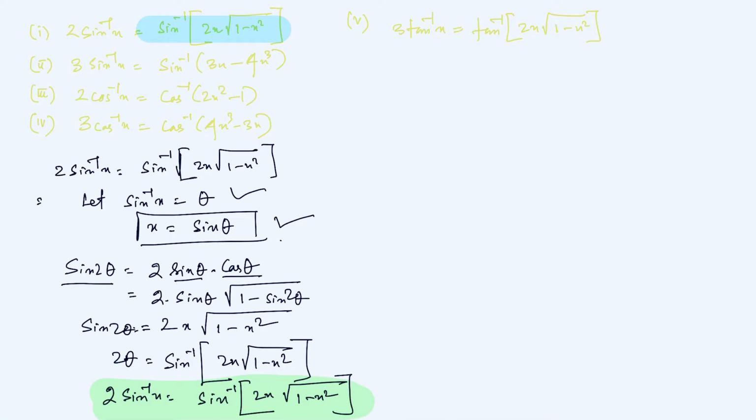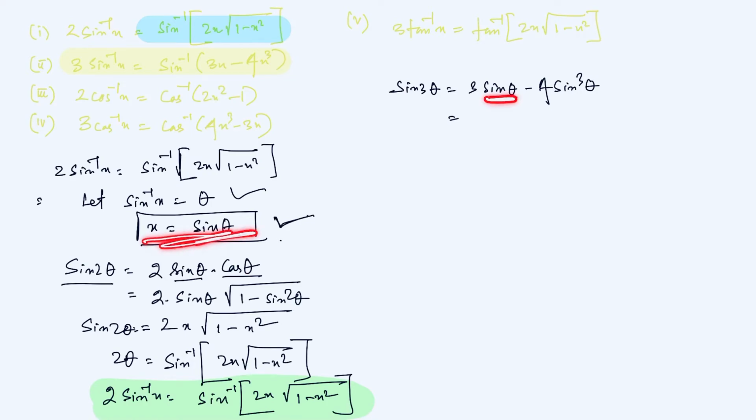Now similarly we can go for this one here. But before that, we need to know the sine 3 theta formula. Sine 3 theta is 3 sine theta minus 4 sine cube theta. So now we can replace sine theta. Sine theta is equal to what? x. You can see here sine theta is equal to x.